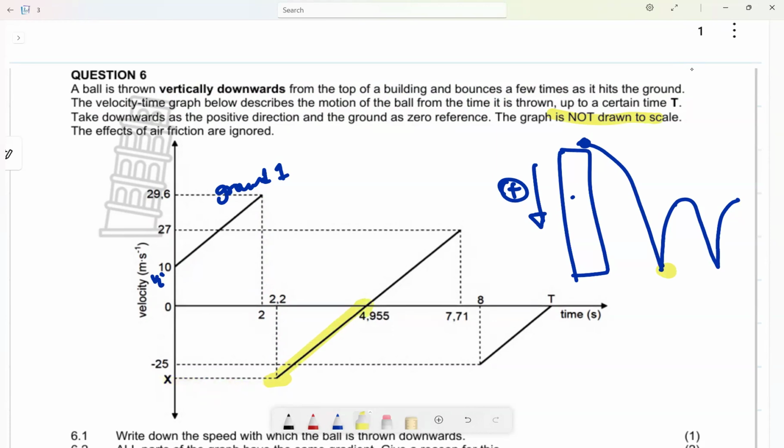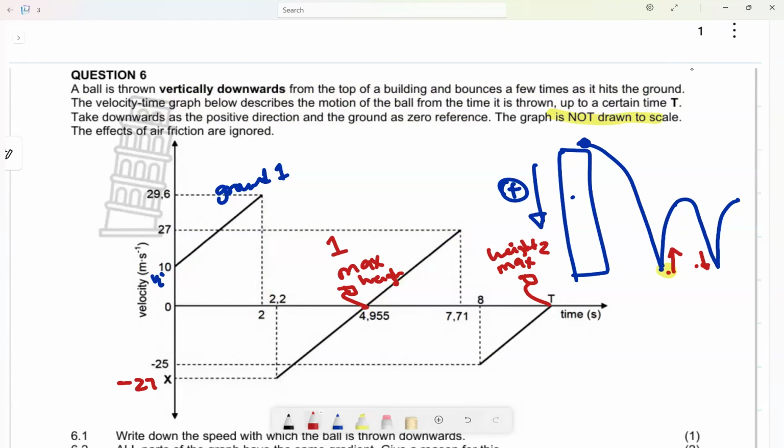Then it reaches maximum height here, then it goes to the ground. Whatever velocity it went up with here, it should be the same velocity it goes down with here, because it returns to the same position. The velocity is 27, so the velocity going up is negative 27. What you go up with is what you go down with. Then this is the max height for the first time, and this is max height for the second time.